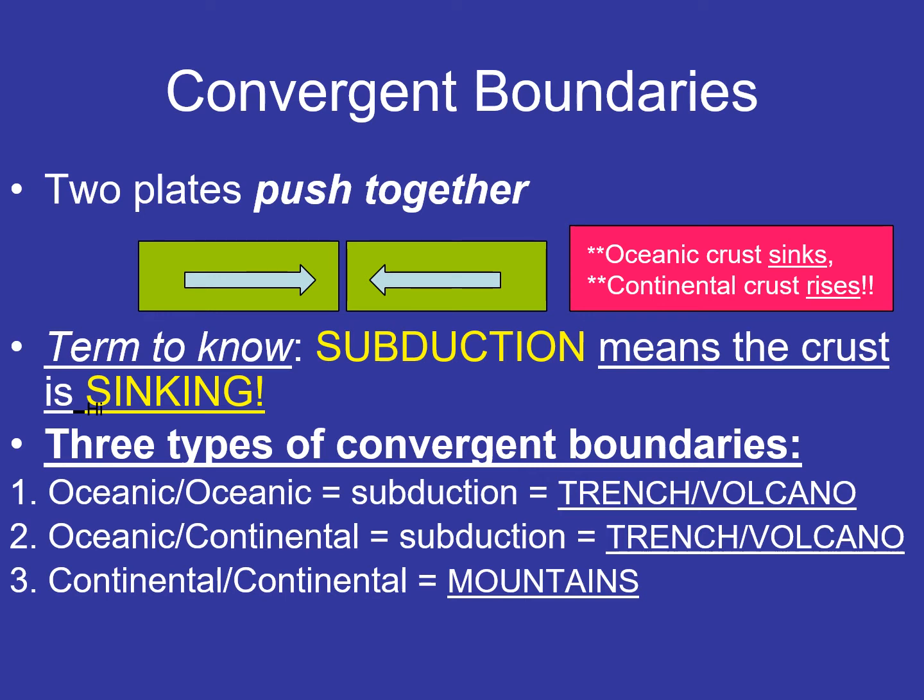Again, a very important term to remember in convergent boundaries is the term subduction. Subduction means that the crust is sinking. It's actually sinking back into the asthenosphere and it's going to melt.